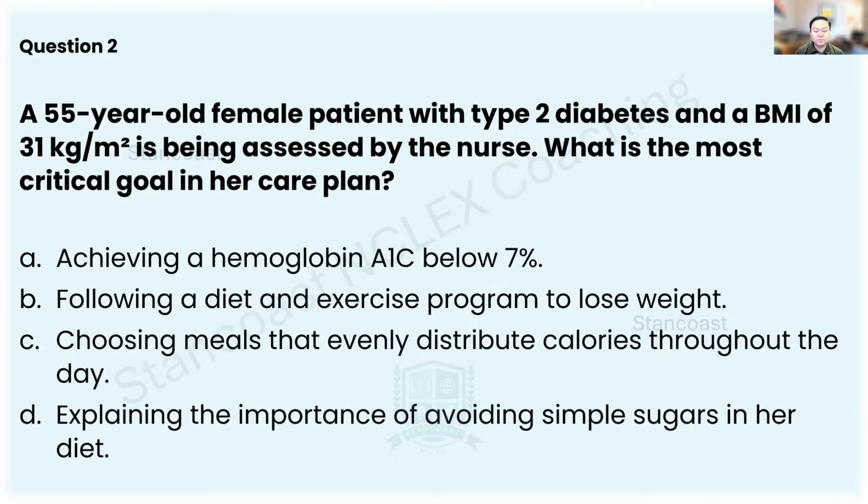Let's have number 2. A 55-year-old female patient with type 2 diabetes and a BMI of 31 kilograms per meter squared is being assessed by the nurse. What is the most critical goal in her care plan? Is it A, achieving a hemoglobin A1C below 7%, or B, following a diet and exercise program to lose weight, or C, choosing meals that evenly distribute calories throughout the day, or D, explaining the importance of avoiding simple sugars in her diet?